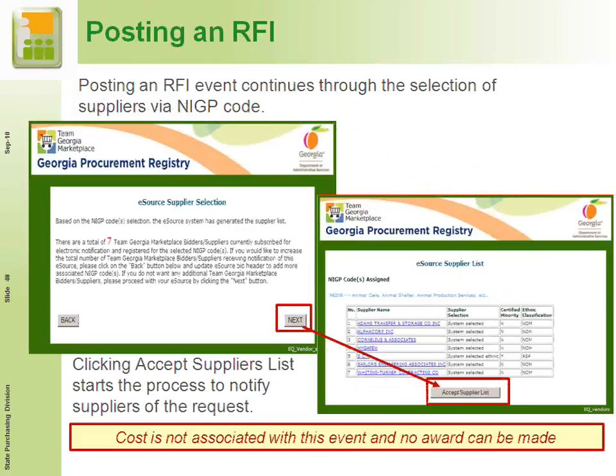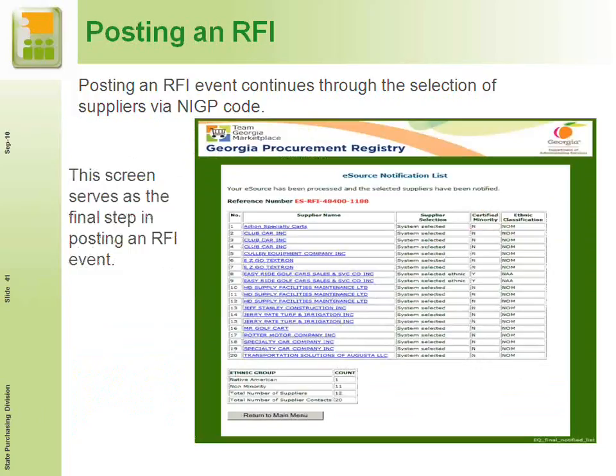Now, posting an RFI event continues through the selection of suppliers via your NIGP codes, because this will help you select which subscribed suppliers are going to be notified. Remember, cost is not associated with the event, and no award can be made from an RFI. The following screen just serves as the final step of posting your event. It will give you a list of subscribed suppliers who have been notified of the event.